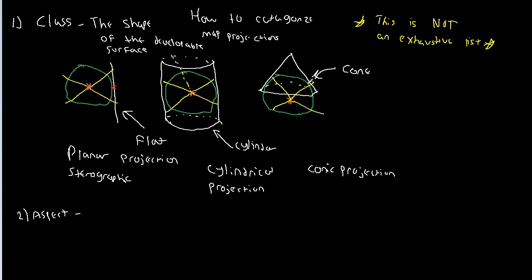Well, there's another thing that we can do with the developable surface, and that's we can change where the developable surface is located relative to the reference globe. Or put another way, we can change the orientation of the developable surface relative to the reference globe. And when we change the orientation, we call that aspect. So aspect is the orientation of the developable surface relative to the reference globe.